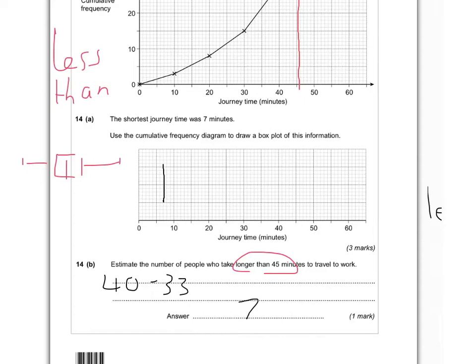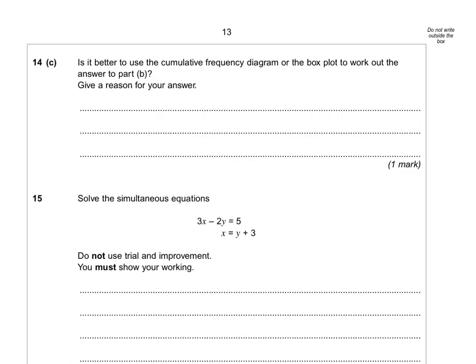Okay. Is it better to use the cumulative frequency diagram or the box plot to work out the answer to part B? The cumulative frequency diagram is really the original, where the original information came from. So it would be better for us to use that diagram. We can't really read off 45 from the box plot. The box plot really only tells us the key values. The cumulative frequency diagram tells a lot more.